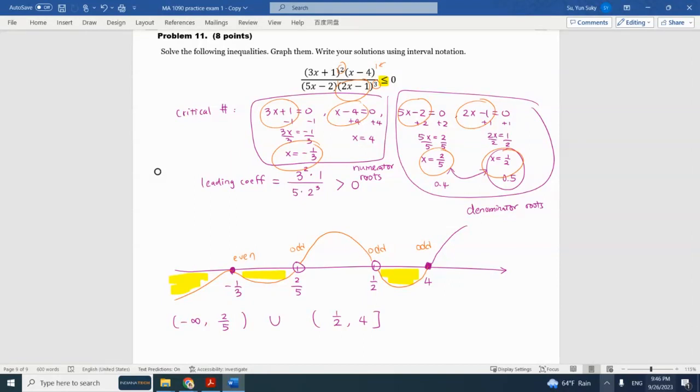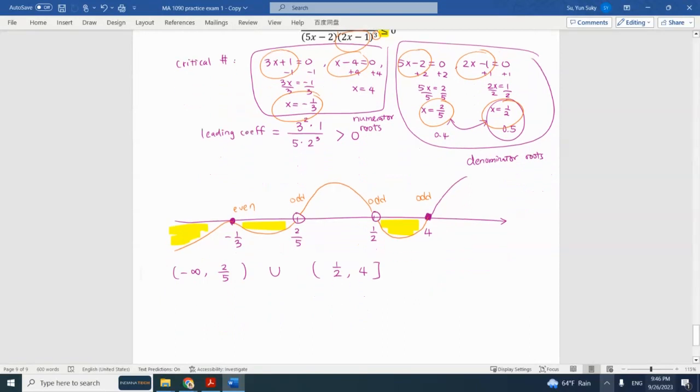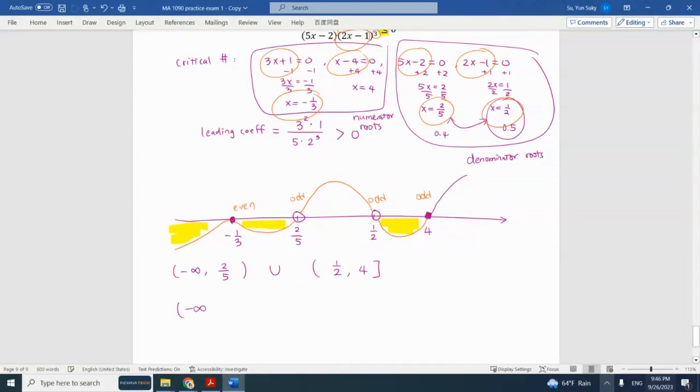Will we be counted off if we do include the other points such as minus infinity? Oh, you won't be counted off because minus infinity to minus 1/3, as long as you put brackets, then that means you include that number. Okay, so if you put something like this, it is okay. That means you include that number. Yeah. Okay, very good questions.